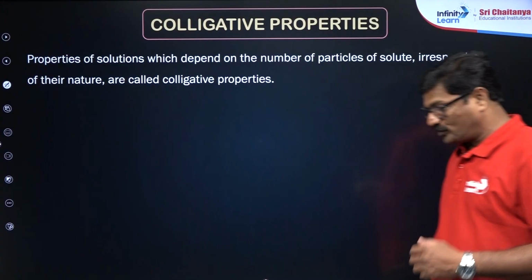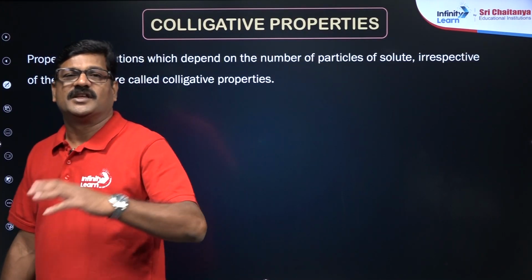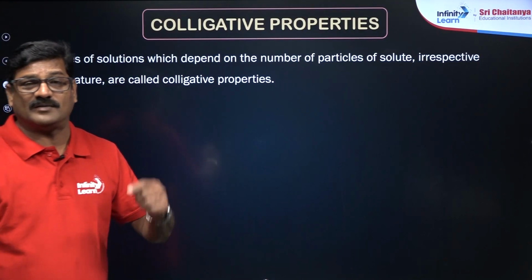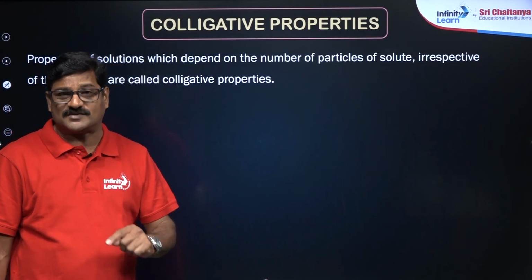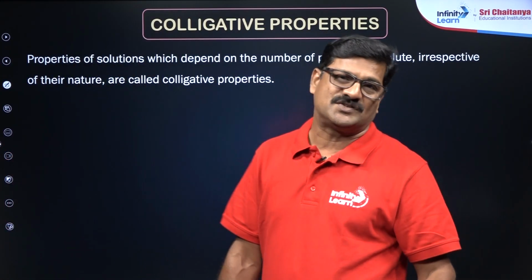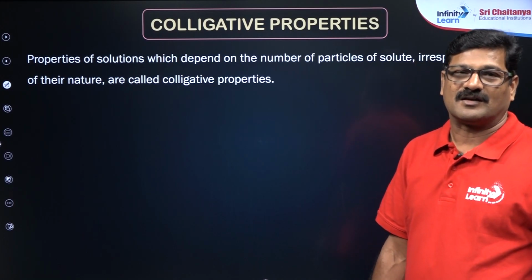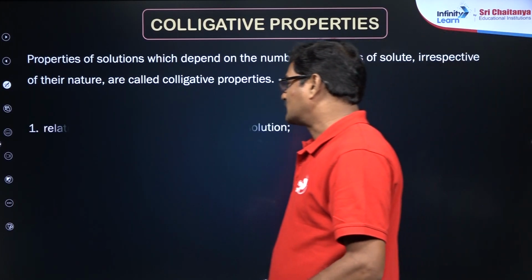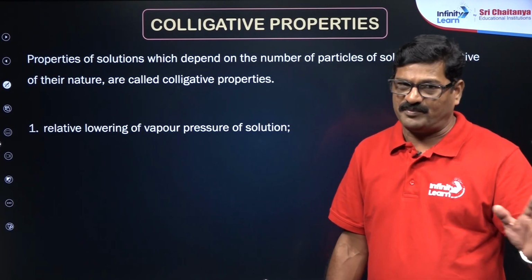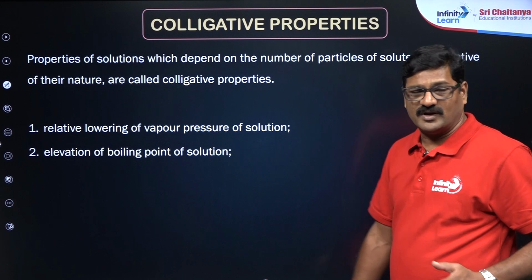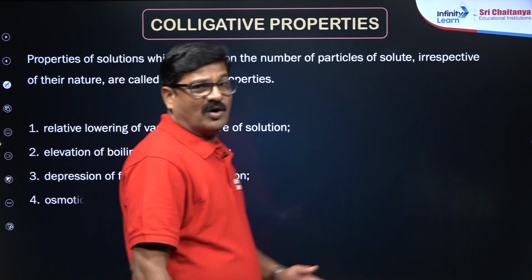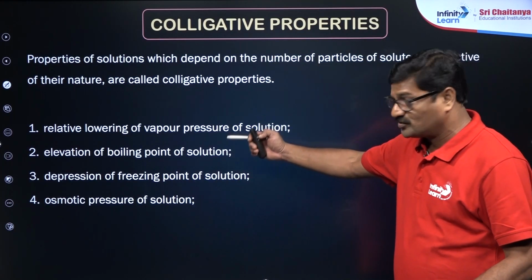Talking about colligative properties, those are properties of dilute solutions which depend only on the number of moles or molecules of the solute, but are independent of the chemical nature of the solute. Such properties are called colligative properties. There are 4 colligative properties: lowering of vapor pressure, elevation in boiling point, depression in freezing point, and at last osmotic pressure. Definitely you can get a question from here.